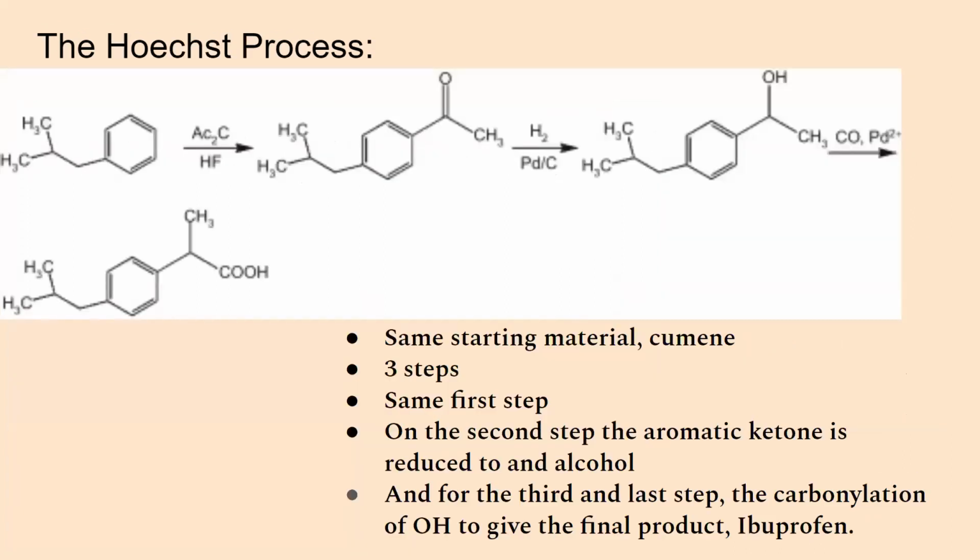This other process is much shorter. As you could see, we have the same starting material. However, now we only have 3 steps. The first step, basically the same thing happens. However, the chemical conditions are a little bit different. For the second step, a palladium-catalyzed hydrogenation of the aromatic ketone to an alcohol happens. And finally, the carbonylation of the alcohol with carbon monoxide gives us ibuprofen.